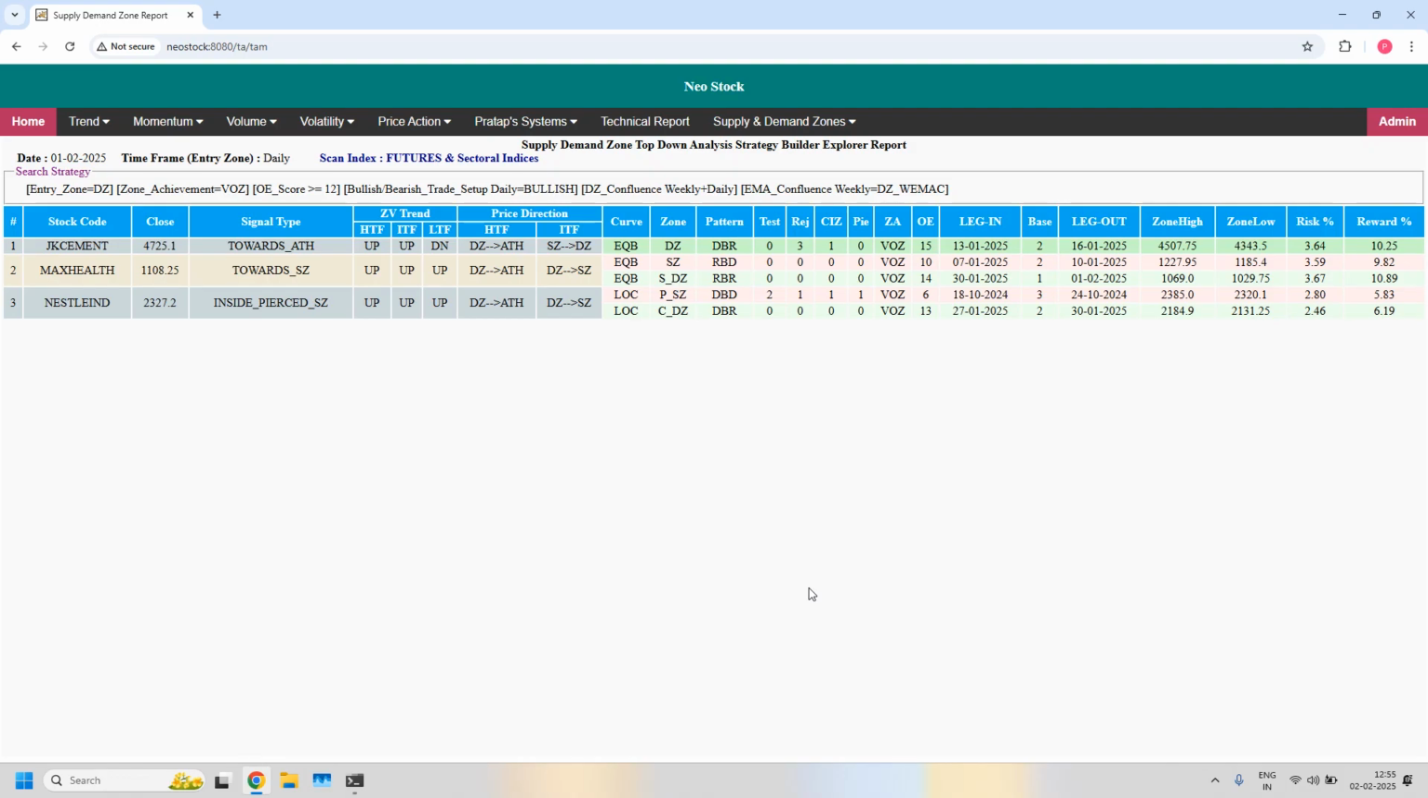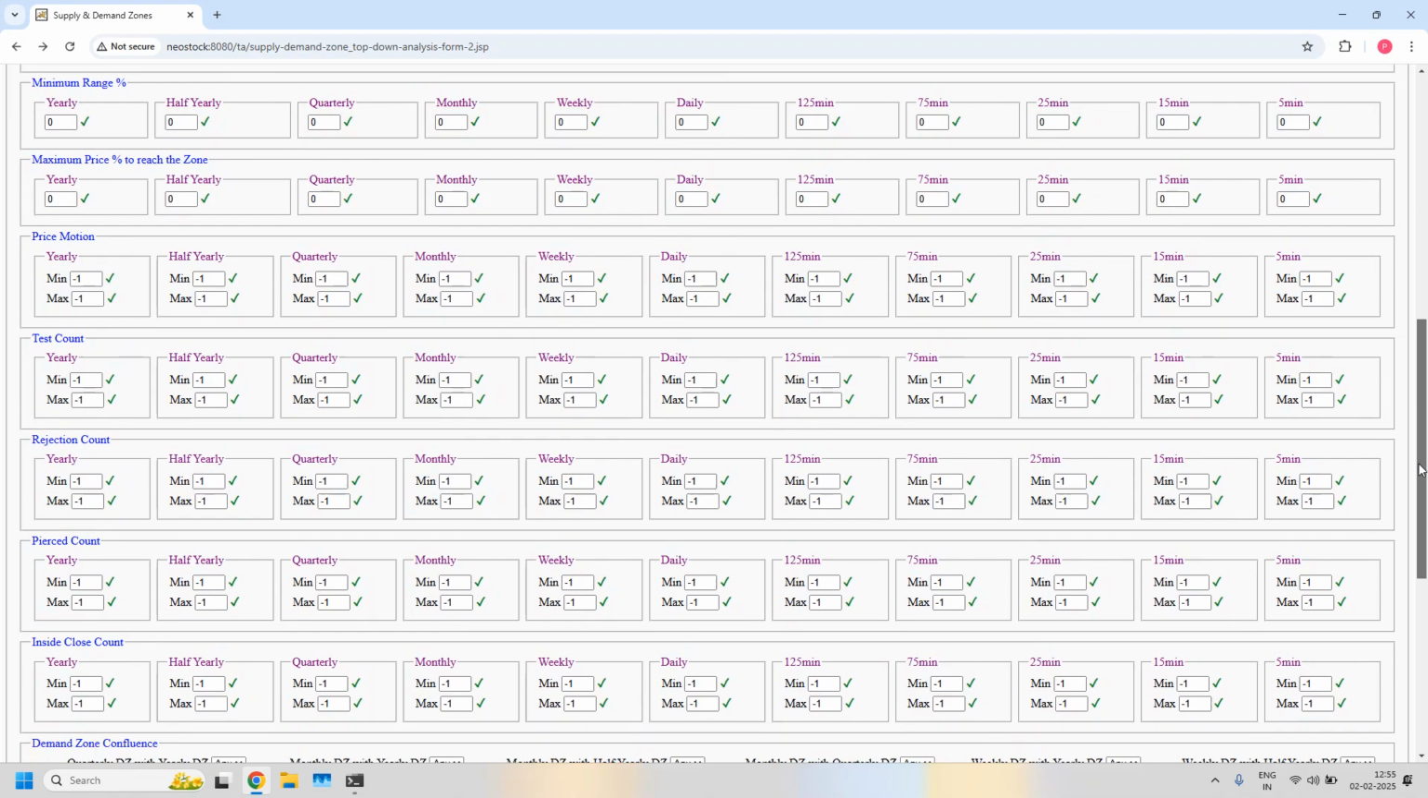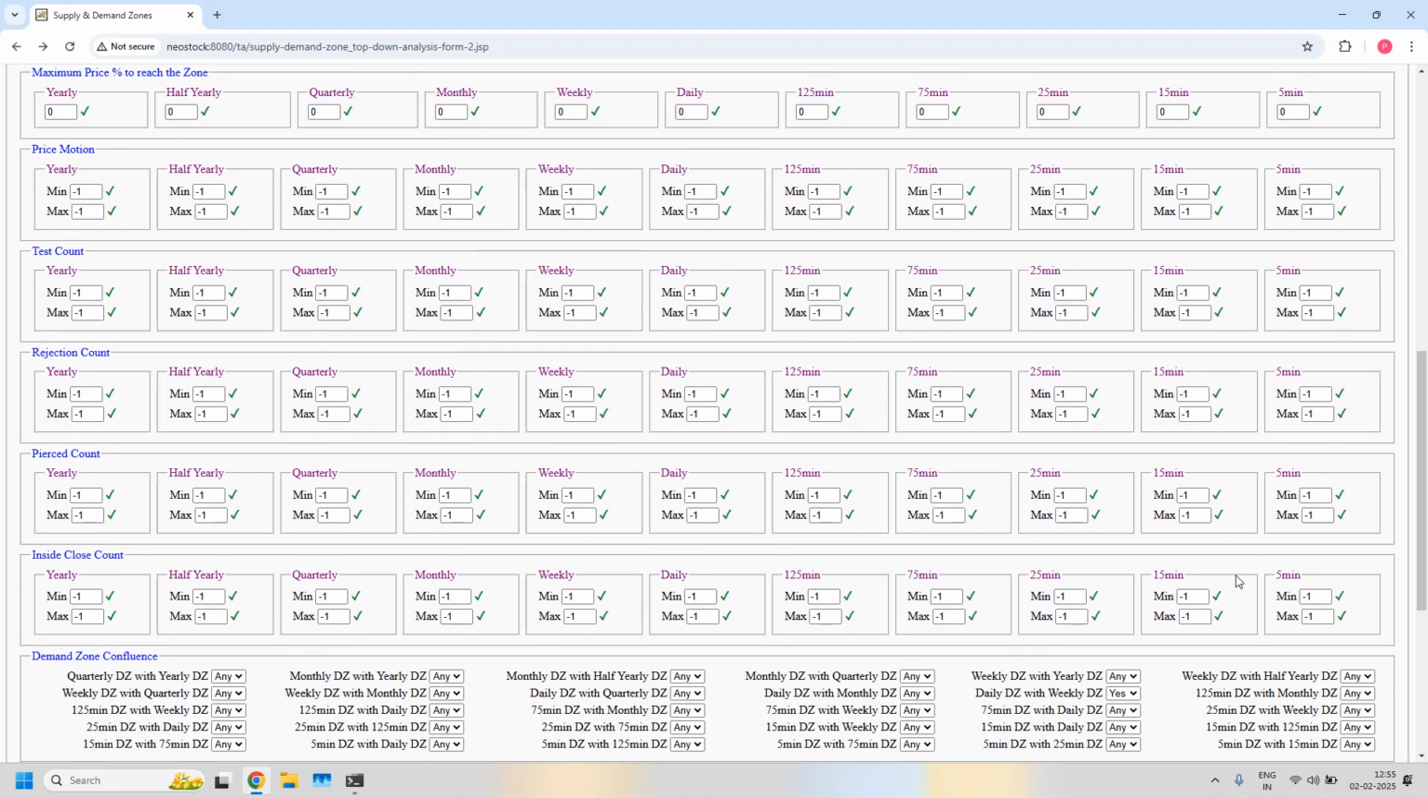Okay, next filter is based on LTF, ITF, and HTF demand zone confluence. That is a daily, weekly, and monthly demand zone confluence. So let me remove this EMA filter. In the demand zone confluence, we have to set 3 filters.